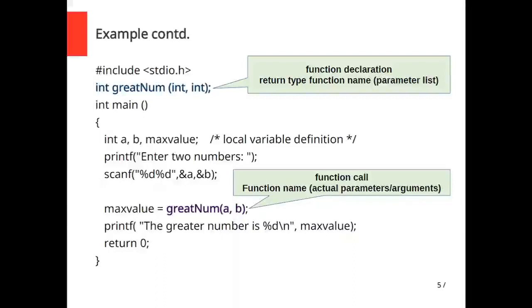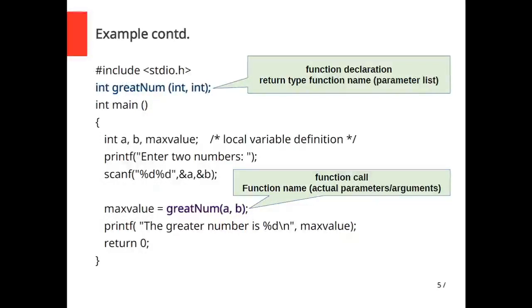So we'll see how the function is called inside the main program. Here what we have is int greatNum(int, int), which is called the function declaration. It consists of the return type as int, greatNum is the function name, and int comma int, which is given in the brackets, is the parameter list. So this says that this function greatNum is expecting two parameters of data type int, and it returns a value of data type int.